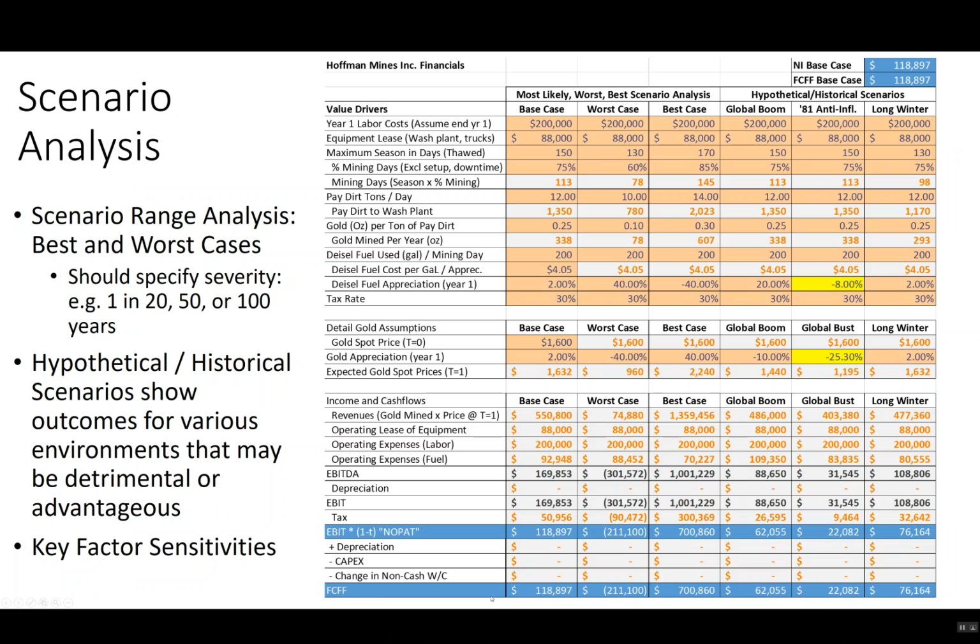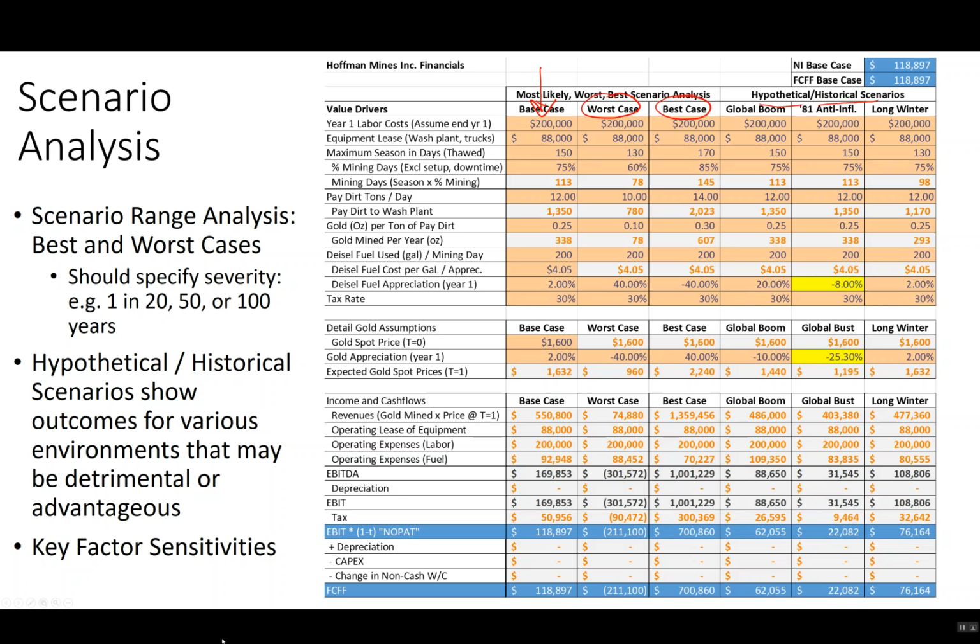And the risk report is going to look like this. Here is our base case we just walked through. However, to understand the range of possible outcomes so that Todd Hoffman can decide whether he wants to go to the Klondike, we're going to look at a worst case, a best case scenario, and then we're going to do hypothetical and historical scenarios. But let's go ahead and look at the worst case.